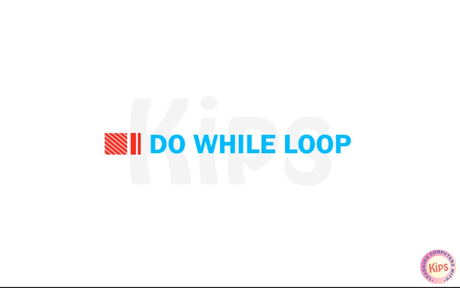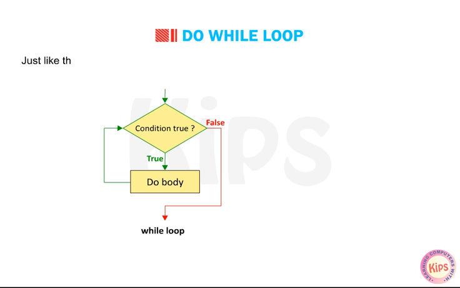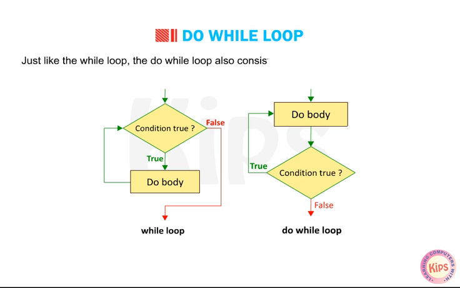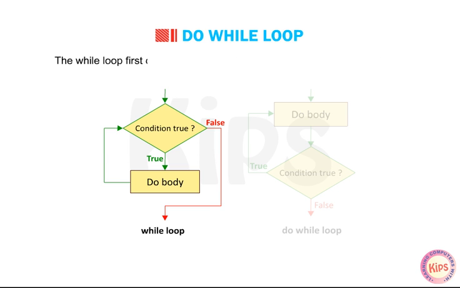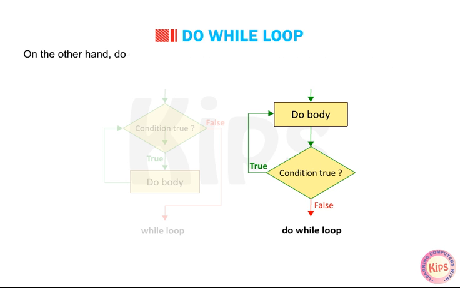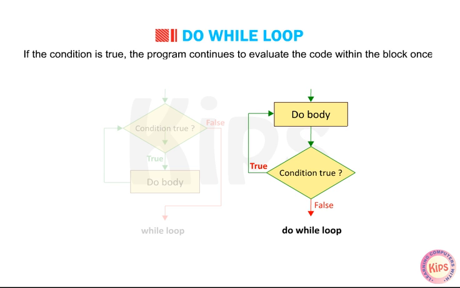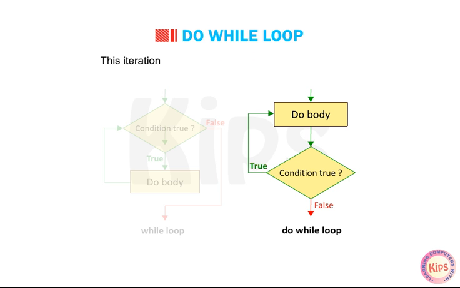Alright, let us discuss about do-while loop. Just like the while loop, the do-while loop also consists of a block of code and a condition. It is generally preferred when the number of iterations are not known beforehand. The while loop first checks the condition and then executes the statement. On the other hand, do-while loop first executes the block of statements and then checks the condition. If the condition is true, the program continues to evaluate the code within the block once again. This iteration continues as long as the condition is true.